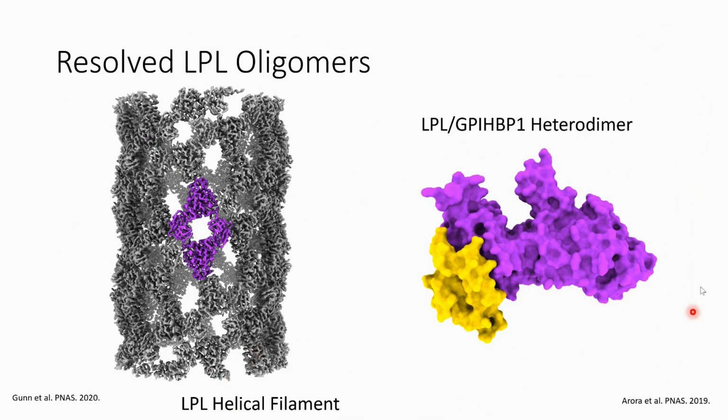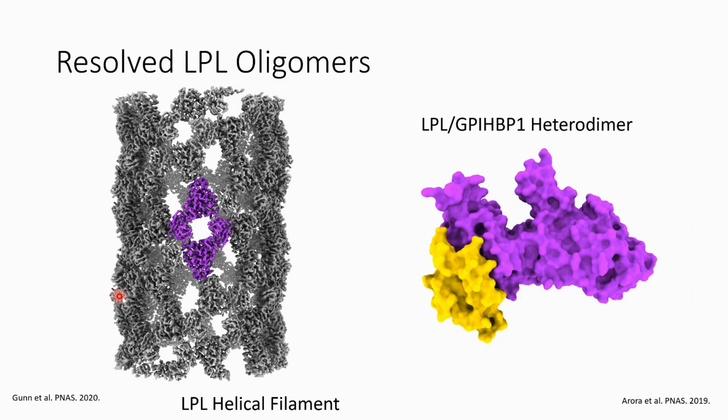First, the structure of the LPL GPI-HBP1 heterodimer was solved. As you can see here, you have a one-to-one complex where one LPL is interacting with one GPI-HBP1. This was really surprising because we know that LPL can be active when it is in complex with GPI-HBP1. So suddenly the idea that LPL is only active when it is in a dimer doesn't make as much sense. Clearly it can be active when it's a single LPL with GPI-HBP1.